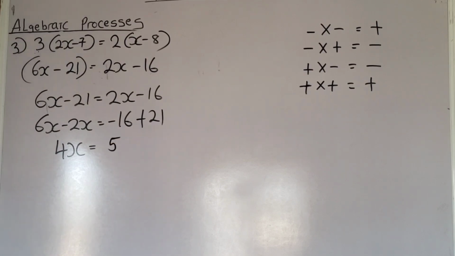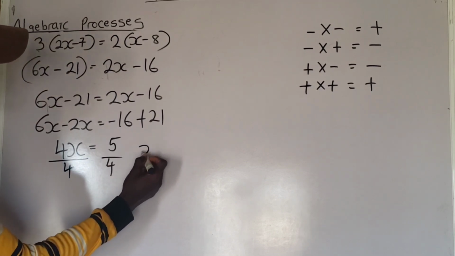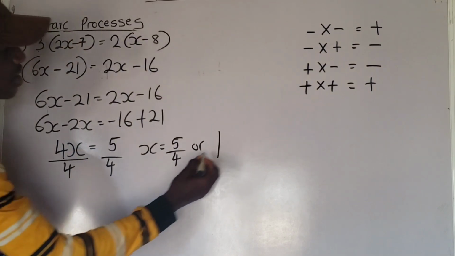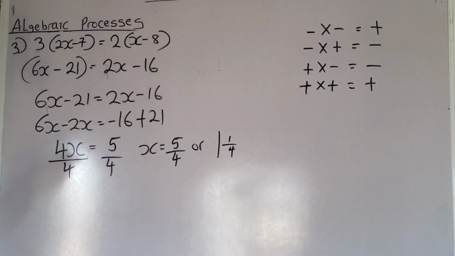Okay. The next step here is to divide both sides by what? 4. Okay. So I'm going to have this over 4 and this over 4. x is equals to 5 over 4, or 1 whole number 1 over 4. You understand? That is the value of x.